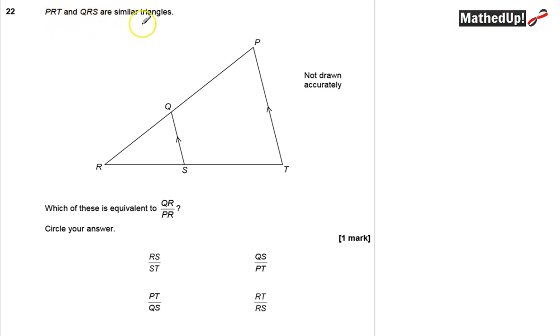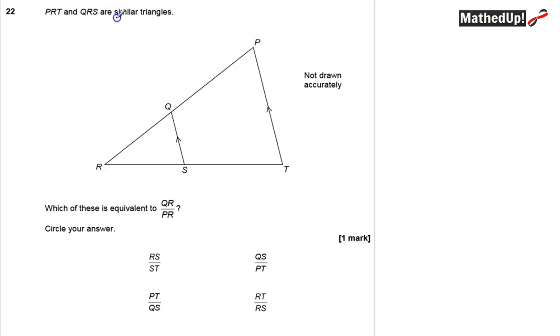Question 22. PRT and QRS are similar triangles. So this big triangle and this little triangle are similar to one another. Which of these is equivalent to QR divided by PR? So we've got QR, which is that length there, divided by PR.